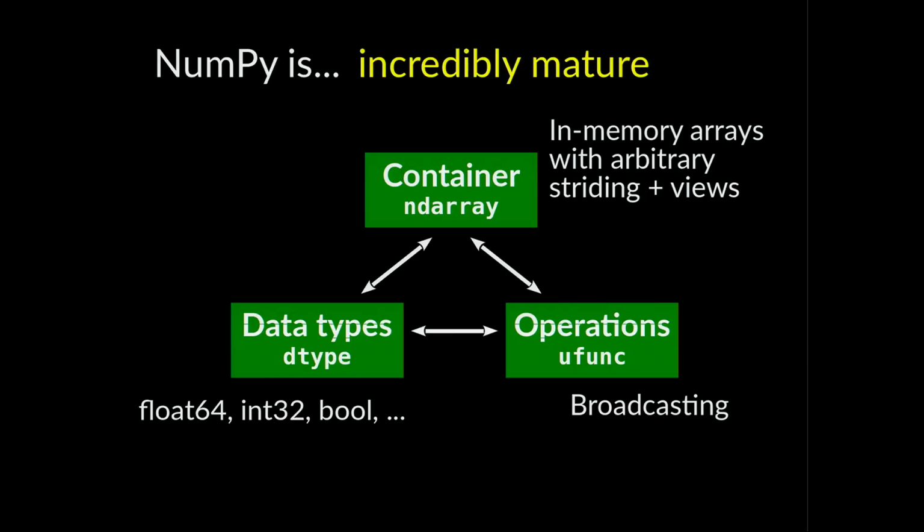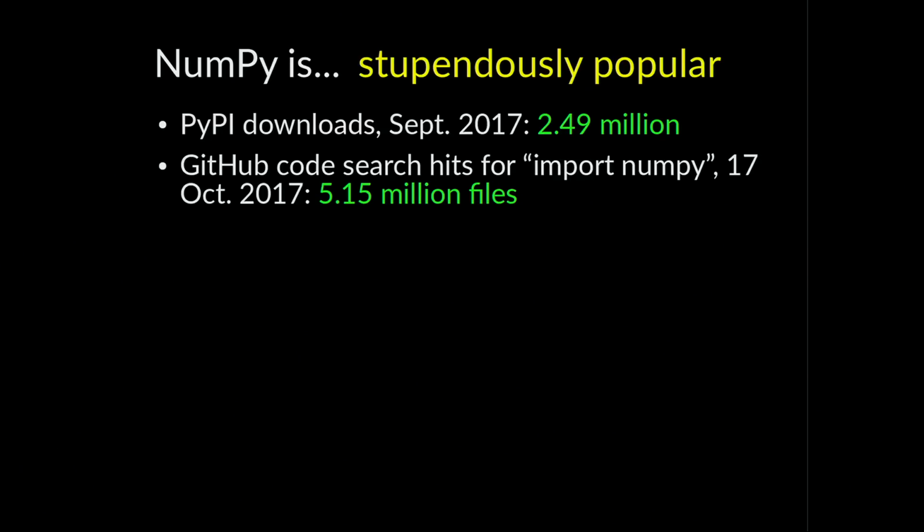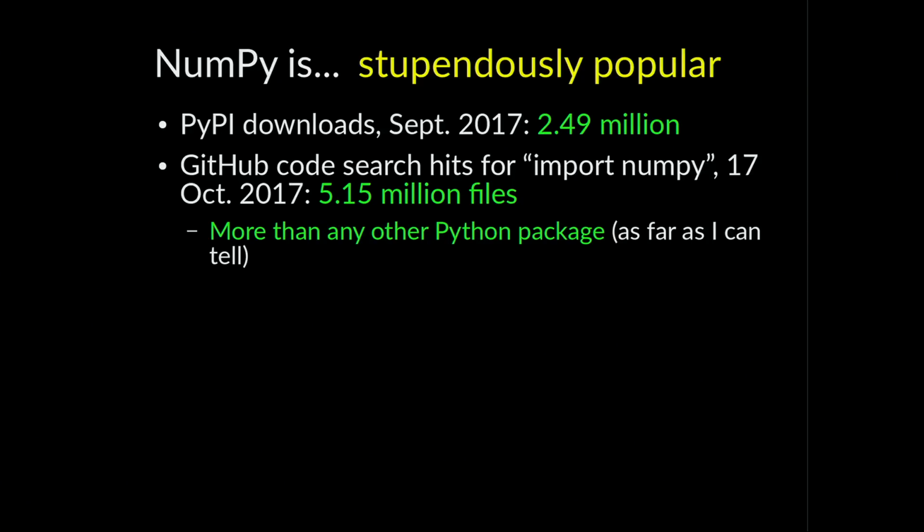So there's a lot of wonderful stuff here, and it's been incredibly successful. Just to give you a sense of the order of magnitude here, one way it's distributed, and I don't even know if it's the most popular way people get NumPy, but the one I have easiest statistics for is the Python package index, where it's currently about 2.5 million downloads per month. Or if you look at GitHub, there's more than 5 million files people have put on GitHub in which they're using NumPy. As far as I can tell, that's more than any other Python package.